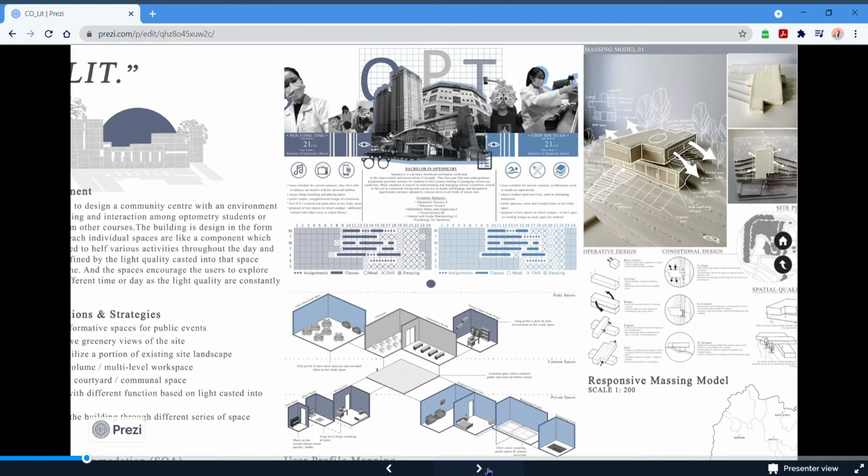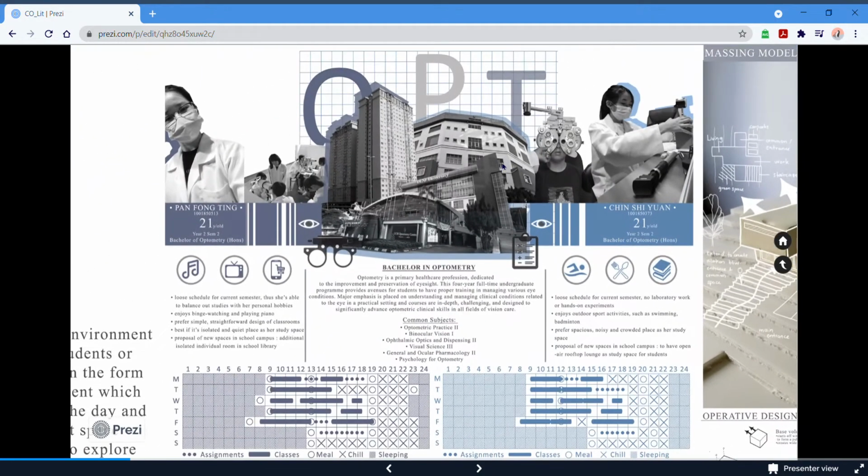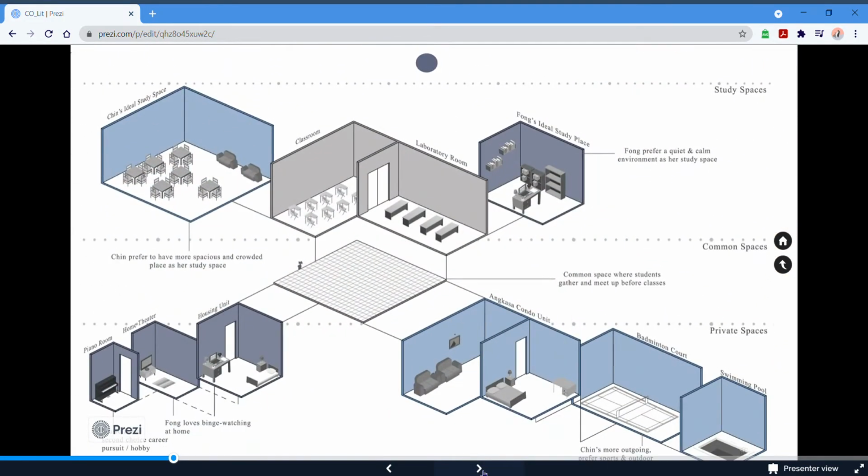Throughout Project 2A, an interview with two optometry students was carried out to know more about the school and social life from the perspective of optometry students, and I found out that both interviewees prefer different kinds of workspace environment: one prefers a spacious and crowded space where people can socialize and study together, and the other prefers an isolated quiet place.